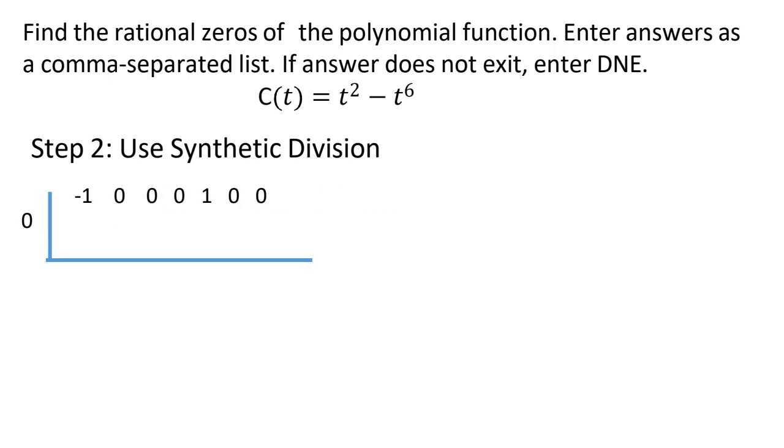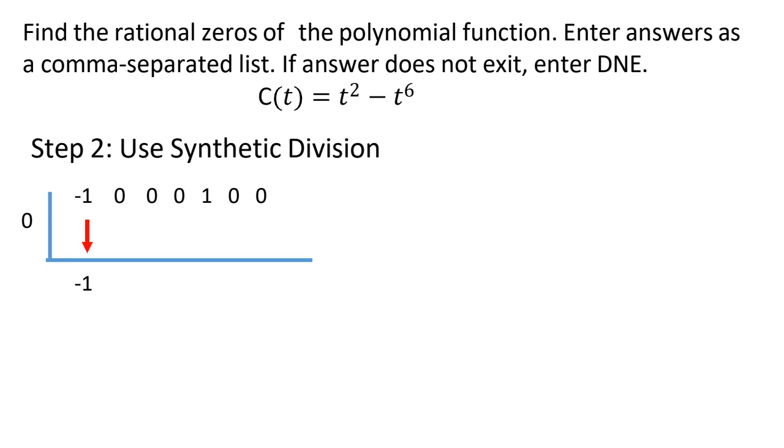So let's use synthetic division. And knowing that I have a 0 here, let's go ahead and plug it in. Again, I have a degree 6, so the leading coefficient for the t to the 6 is a -1. I don't have a t to the 5th, so that's a 0. I don't have a 4th, so that's a 0. I don't have a 3rd, so that's a 0. I have a square, and the coefficient for the square is 1. I don't have a t by itself, so that's 0, and I don't have a constant, so that is 0. Okay, so let's go ahead and do synthetic division.